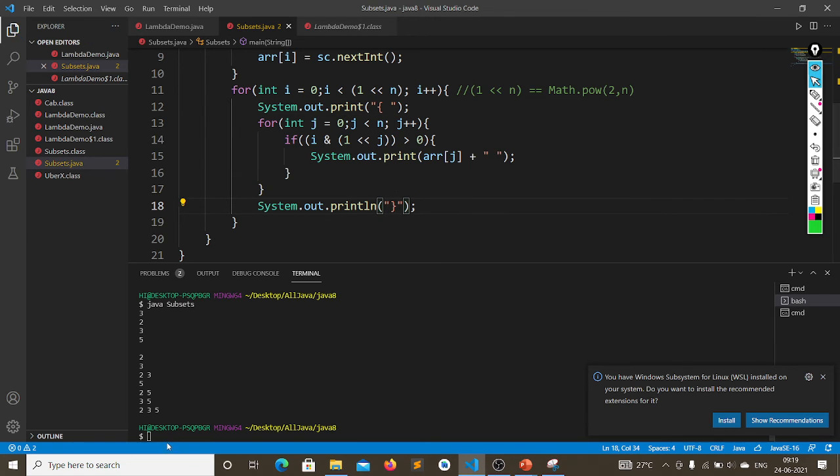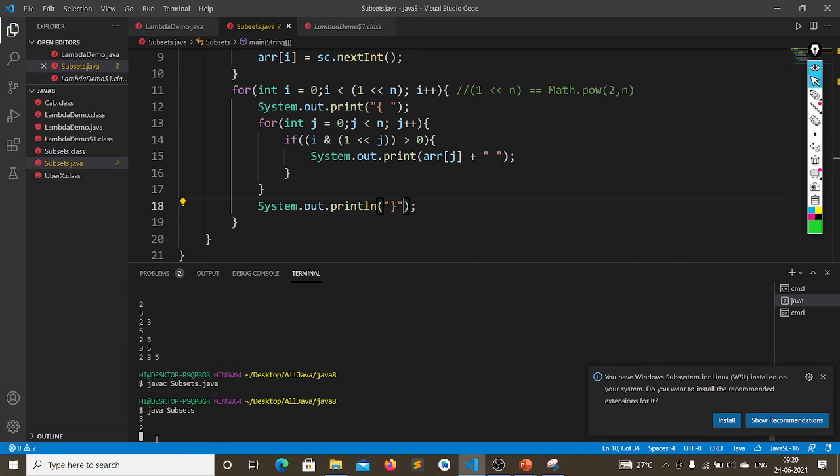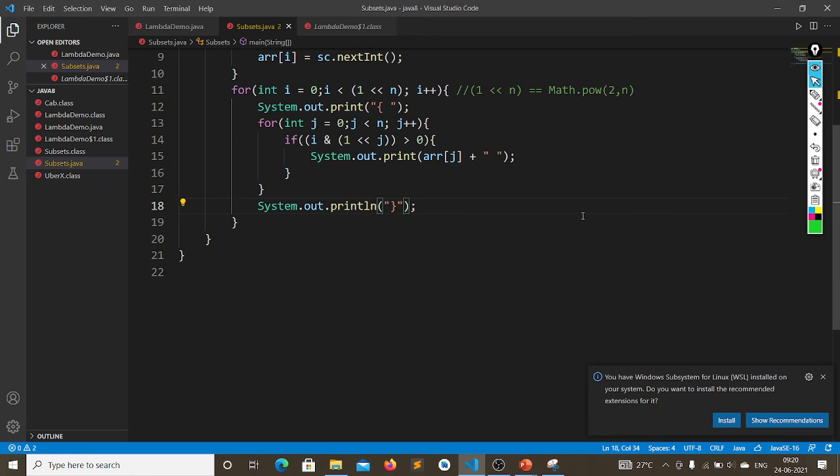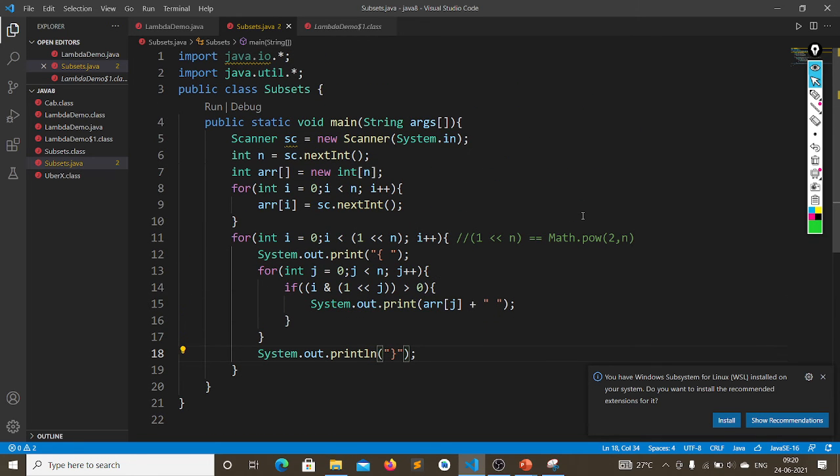Now save and now let's run. See, we got the empty array, we got 2, 5, 2 5, 6, 2 6, 5 6, 2 5 6. We got 8 subsets. So that's it about this code. This code is actually very easy, and this is something like bit masking.